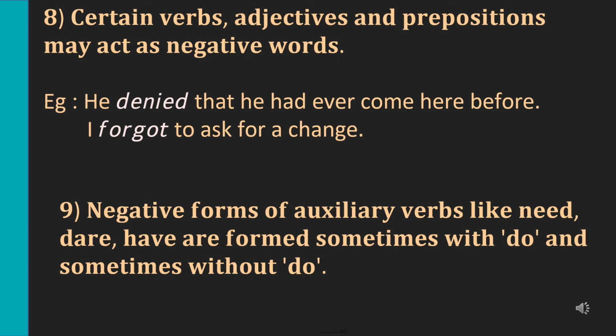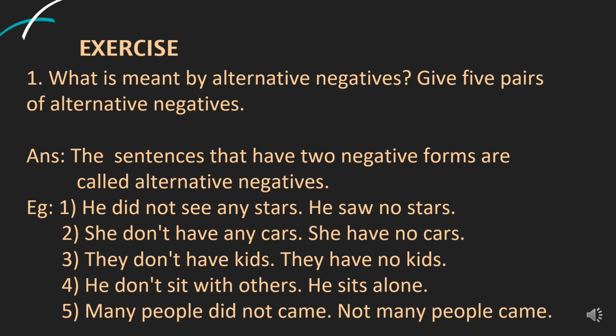The last rule says that the negative form of auxiliary verbs like need, dare, and have is formed sometimes with "do" and sometimes without "do." These act as both auxiliary and main verb. If these words are used as auxiliary, we can directly add "not." But if it is used as a main verb, we have to split the "do" form to write its negative. Now, let's move to the exercise questions.